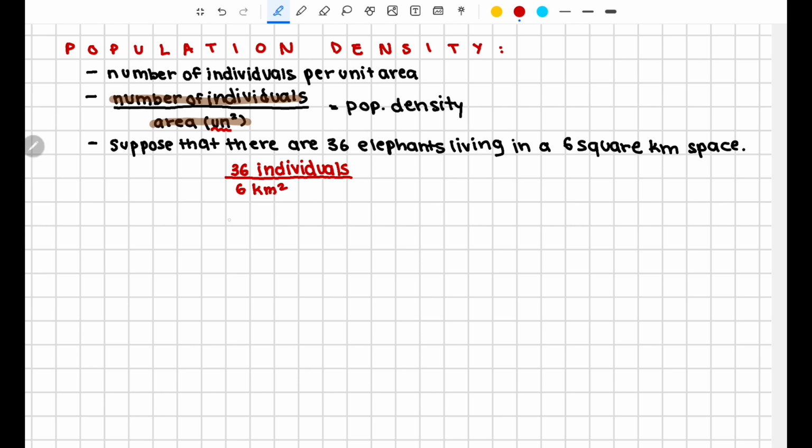Alright, so basically in simple terms, 36 divided by 6, which is 6. So that means, if we think of it in terms of the population, that if we were looking at 1 square kilometer of space, we would have 6 elephants per kilometer. And you can see that is basically what this definition up here is saying. It's the number of individuals per unit area, in this case, kilometers.